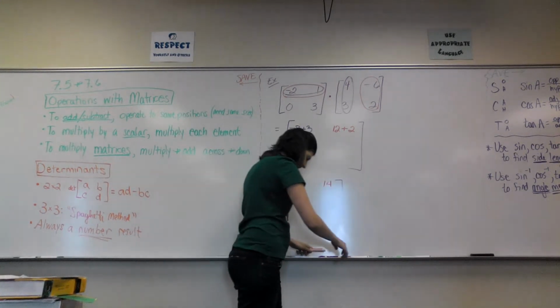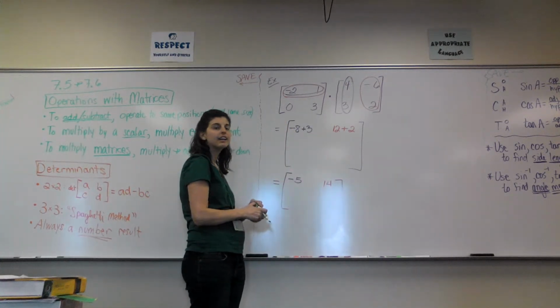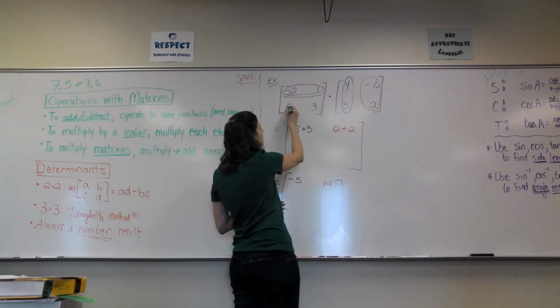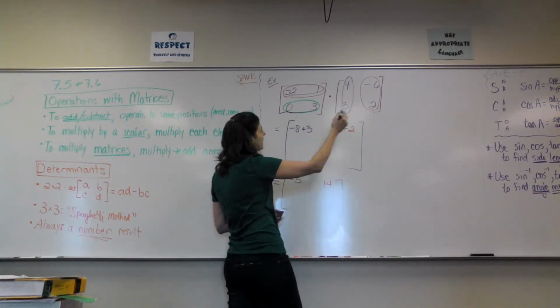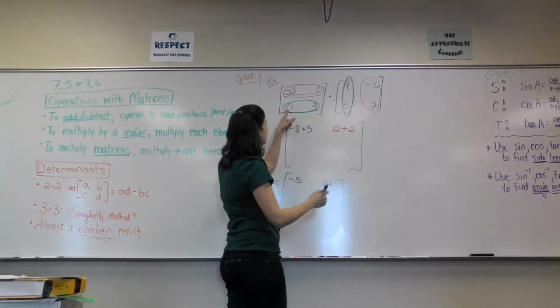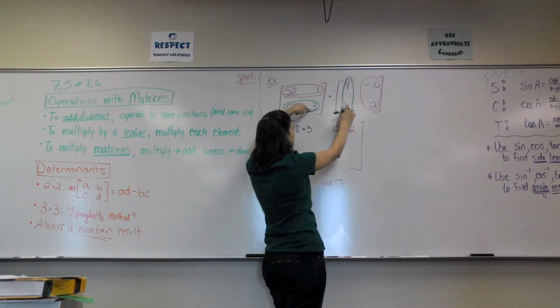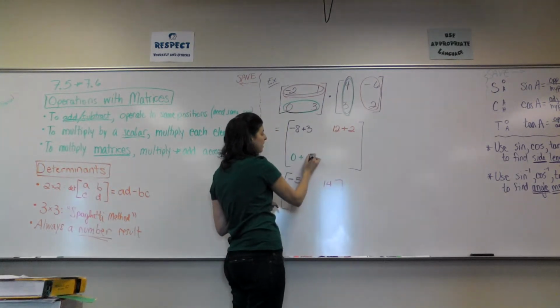Second row, first column. Now second row gets a turn. Okay, so second row, 0, 3. I need to multiply that by the first column. So 4, 3. So 0 times 4 gives me 0, plus 3 times 3 gives me 9.